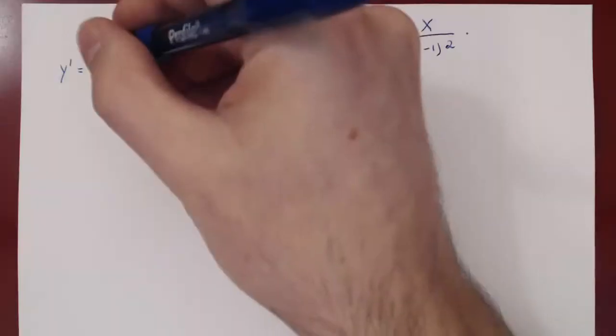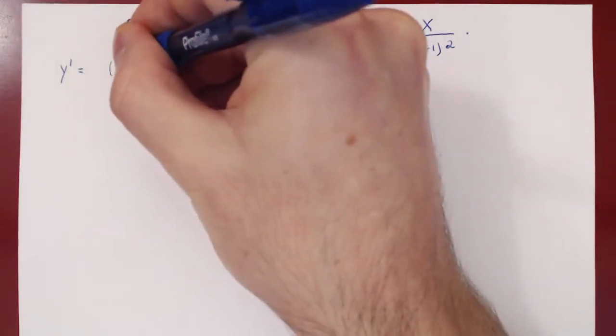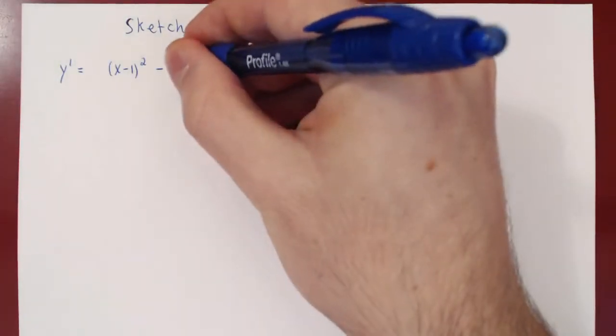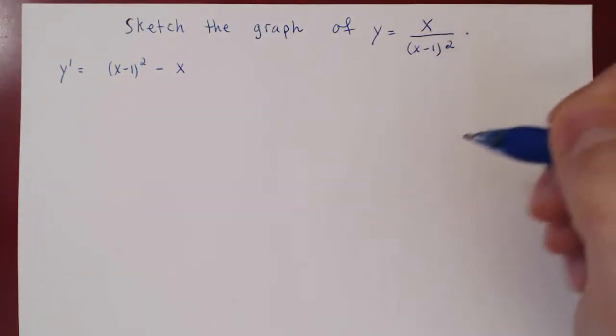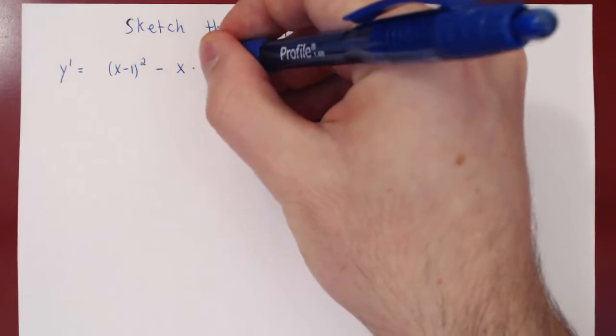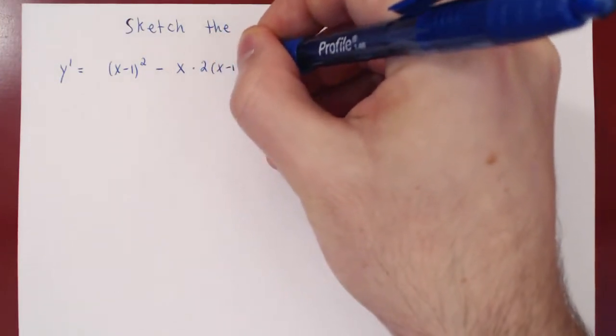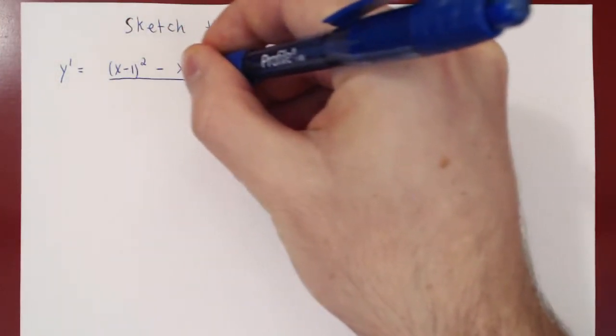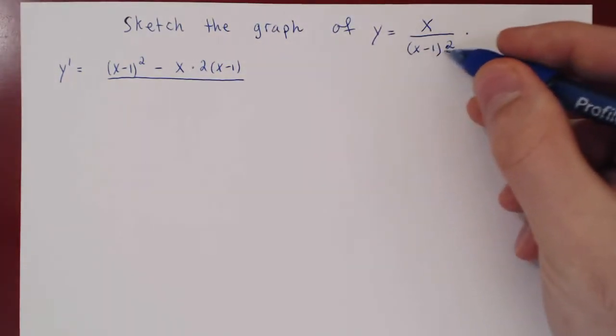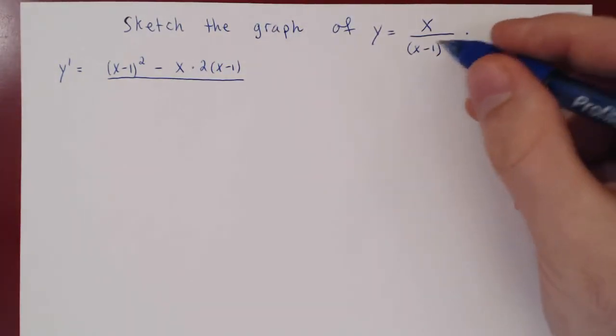Derivative of x is 1 times (x minus 1) squared, minus the numerator times the derivative of (x minus 1) squared, which is simply 2 times (x minus 1), over (x minus 1) squared squared, but if you square this, you'll get (x minus 1) to the fourth power.